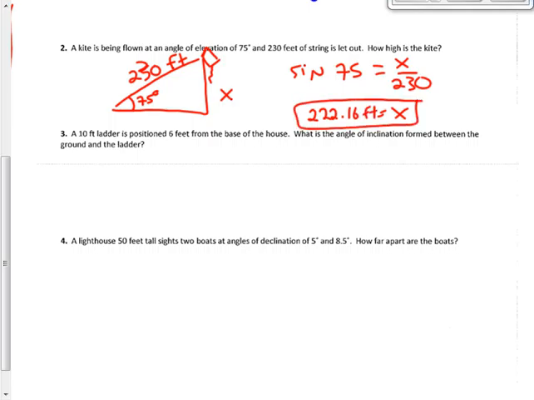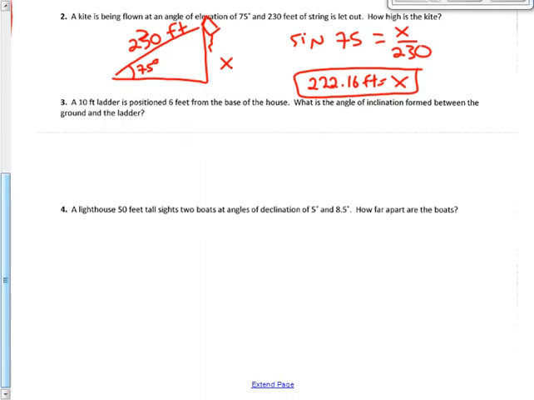Number 3, we've got a 10-foot ladder that's 6 feet from the base of the house.